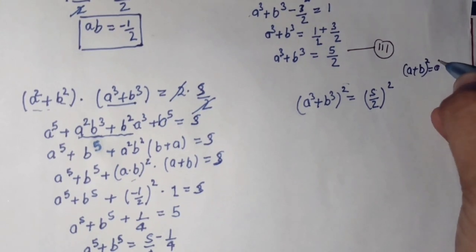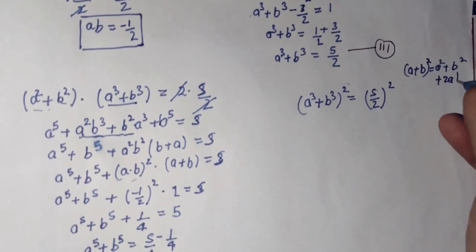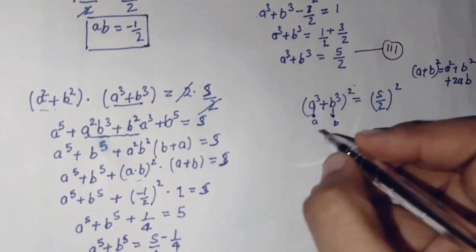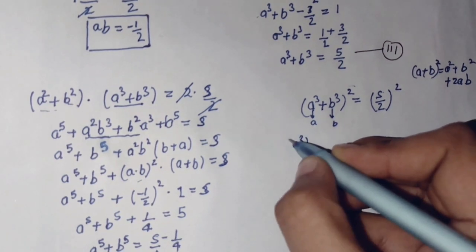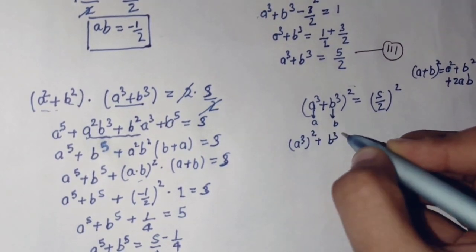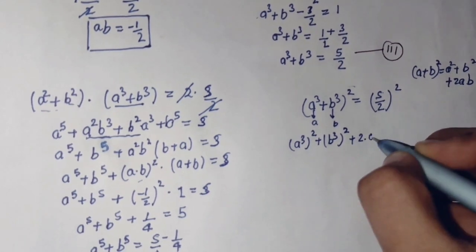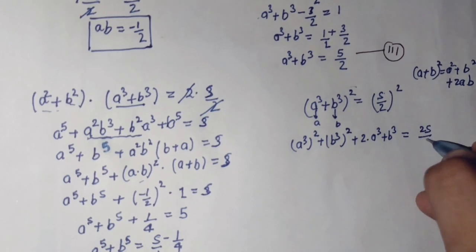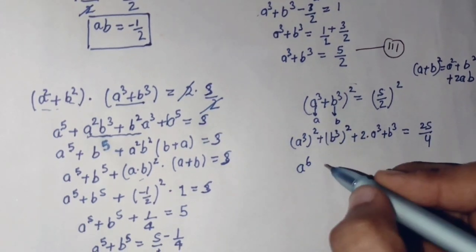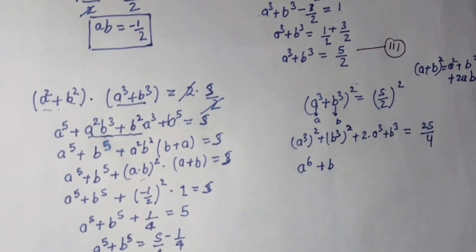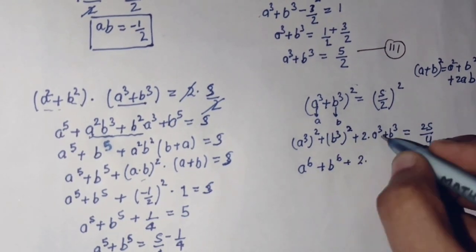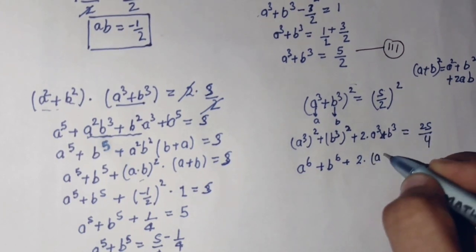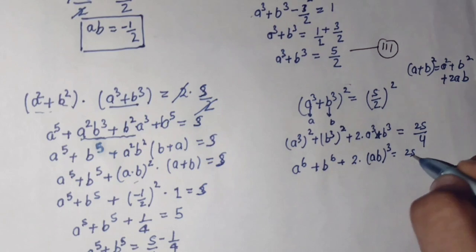(a + b) whole square equals a square plus b square plus 2ab. This is a and this is b. So we apply the formula here and we get (a^3)^2 + (b^3)^2 + 2 times a^3 times b^3 equals 25 over 4. That is a^6 + b^6, 3 multiplied by 2 we get 6, plus 2 times a cube times b cube. I can write (ab) whole power 3 equals 25 over 4.